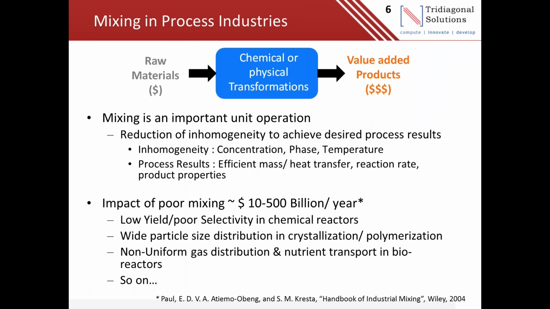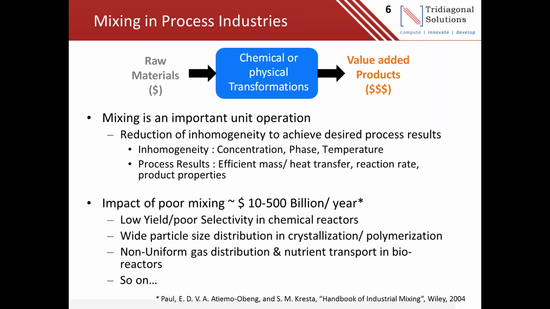So let's start understanding what is mixing in process industry. In every process industry, what we are trying to do is convert the raw material into a value added product, and this we do through some chemical or physical transformation. In each of these transformations, if we look into detail, mixing is one of the most important unit operations. We are either bringing two different liquids together, or we are trying to disperse gas in liquid, or we are trying to suspend solids in liquid.